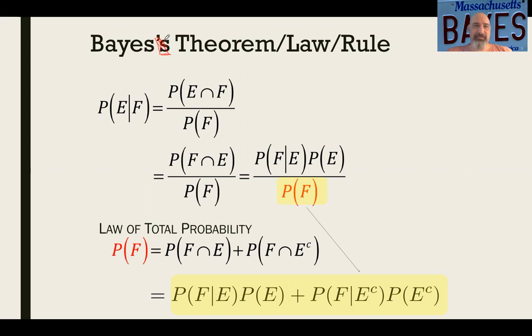You'll sometimes just see it as plain old Bayes theorem, Bayes law, Bayes rule. They're not really typos, they're just alternate spellings, or they're typos that have become acceptable.